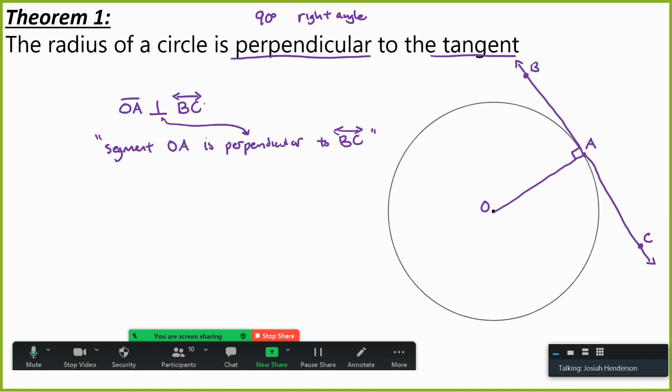This works when it's a radius and if it's a tangent line. So not for the other ones, right? Not for a chord, because a chord could be at some weird angle, and not for the secant lines, because those are cutting through at weird angles. Only for the tangent and the radius together.